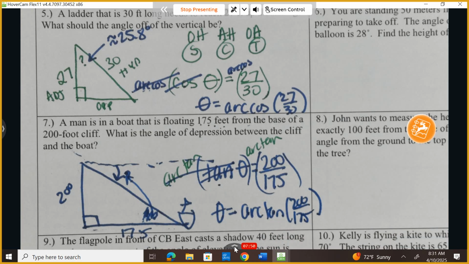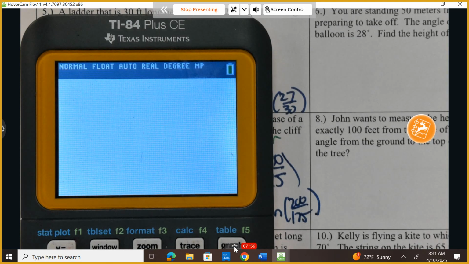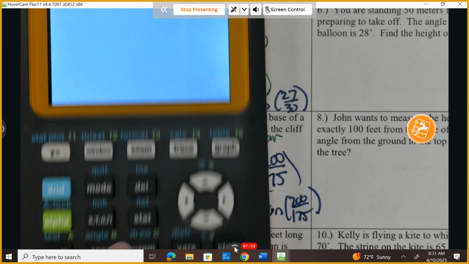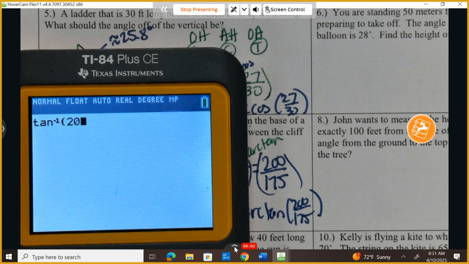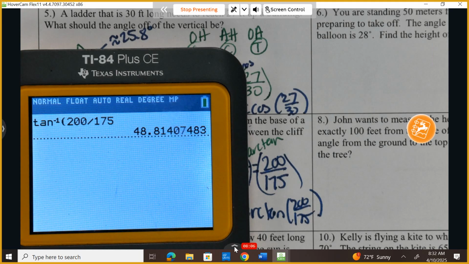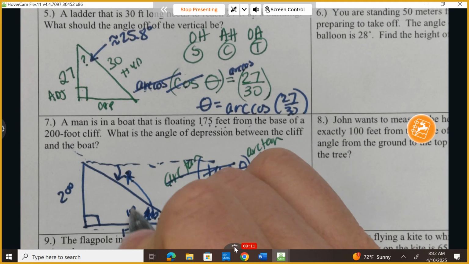So grab your calculator, please. Again, we've already checked to make sure that we are in terms of degrees. How do I find that arc tan? I'm going to hit that blue key at the top, and then I'm going to find tangent, which is right here, and I'm going to plug in the ratio in the correct order, 200 divided by 175. So 48.8 approximately. This angle is 48.8.